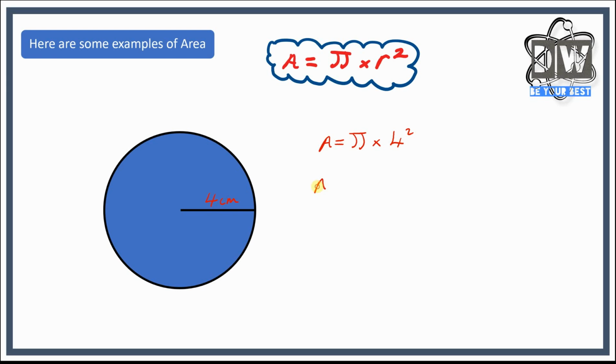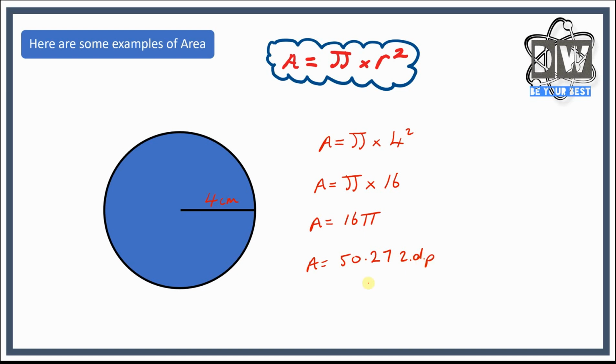Now, area equals pi times, what's 4 squared? 4 times 4 is 16. All right, so now we've got area equals 16 pi. And at that point, you can get out your calculator and type 16 times pi, and our answer would be area equals 50.27 to 2 decimal places.